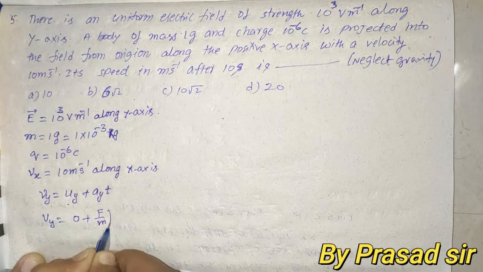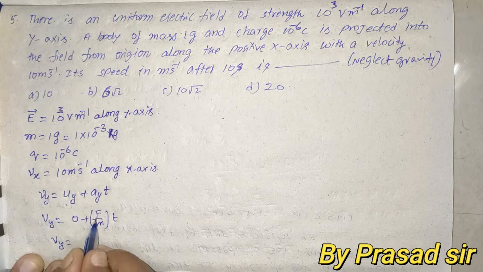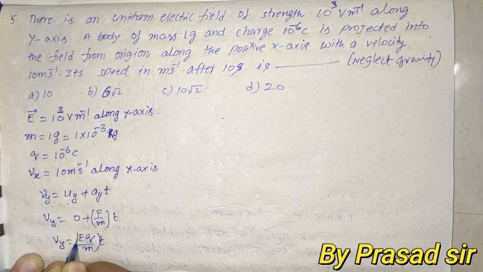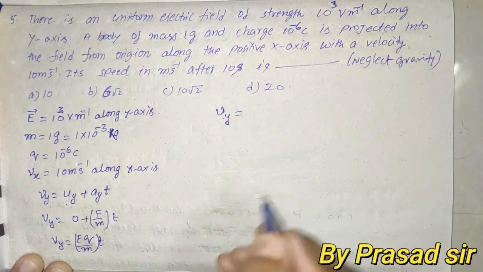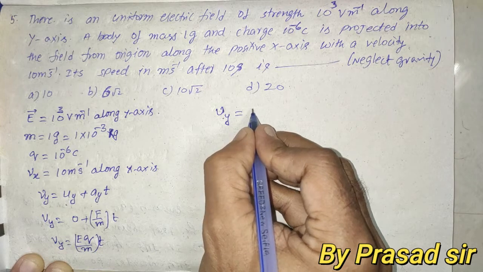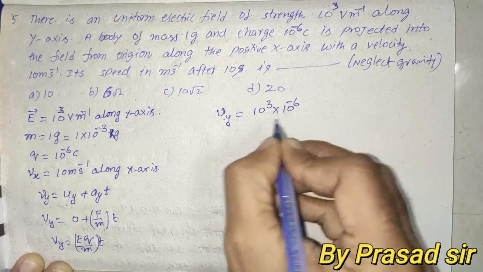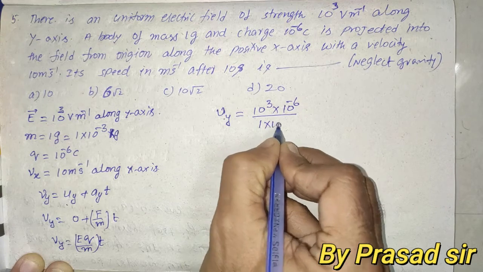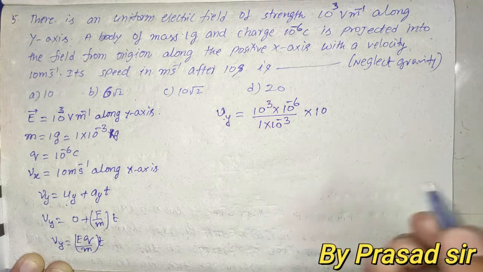Acceleration is force by mass, F equal to ma, into t. So here Vy is equal to force, that is, charge is projected, so Eq divided by m into t. Now substitution: Vy is equal to E, which is 10 to the power of 3, into charge, 10 to the power of minus 6, divided by mass, 1 into 10 to the power of minus 3, into time, 10 seconds, after 10 seconds.